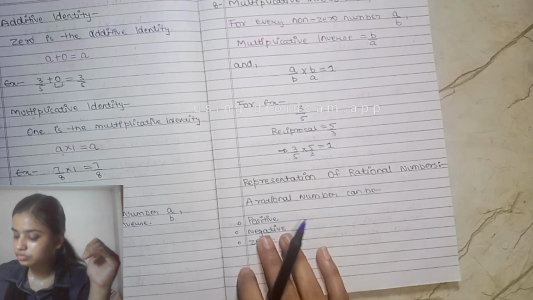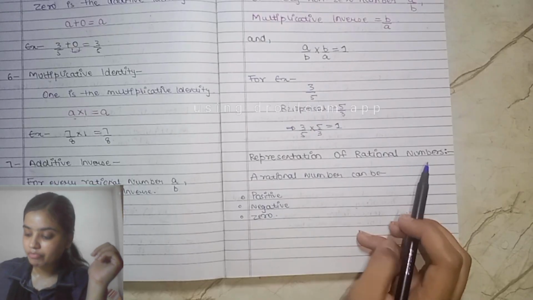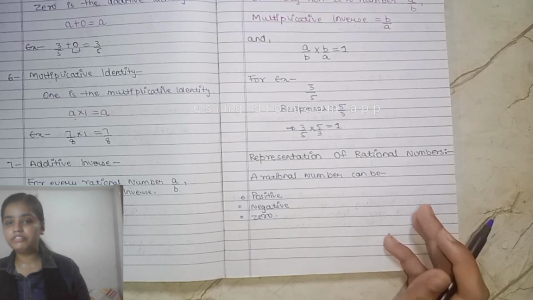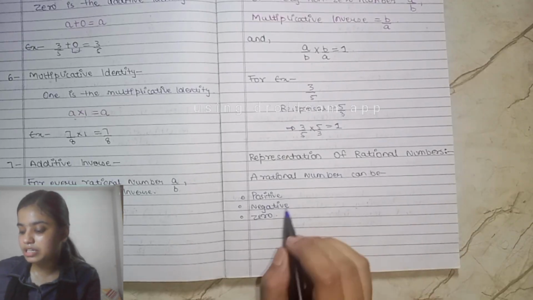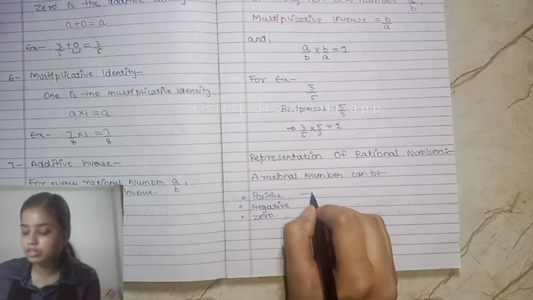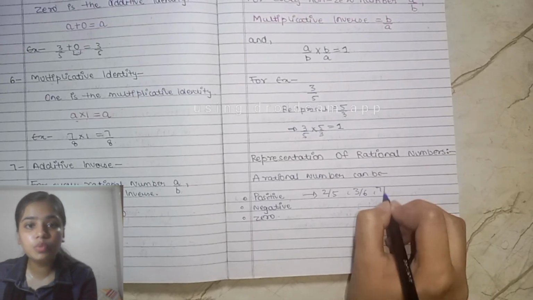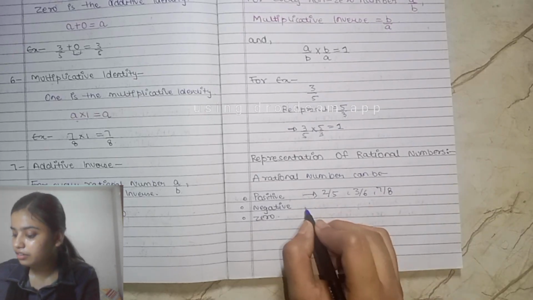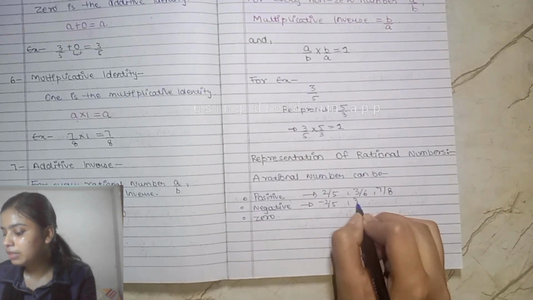Okay. So what next are we going to study? Representation of rational numbers. From here we will see the different ways that a rational number can be represented. A rational number can be represented as positive, as negative, or as 0. Positive, I can already tell you: 2 by 5, 3 by 6, 7 by 8. In positive, numerator and denominator both will be positive. Negative: minus 2 by 5, 3 by minus 6, 7 by minus 8.